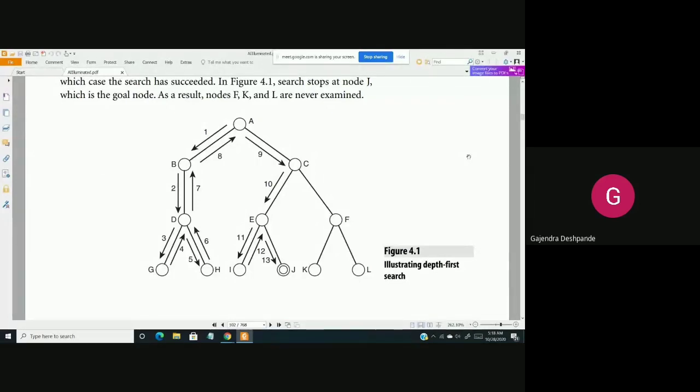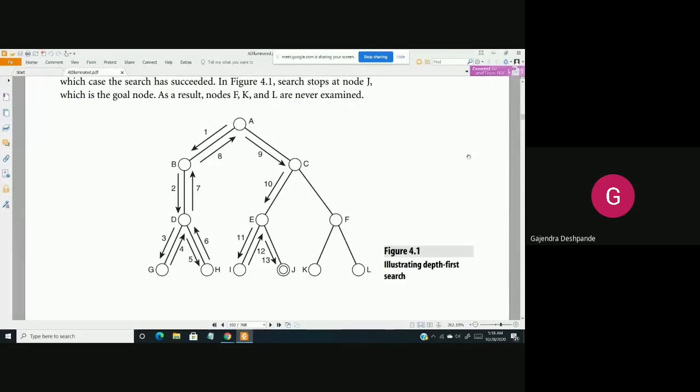As I have told you, if you have relatively larger depth on the left side or infinite depth, but your goal node is on the other part of the tree, so in that case you will never reach the goal node, or it will take a lot of time to reach the goal node. So if the depth is more, then your DFS will perform worse.